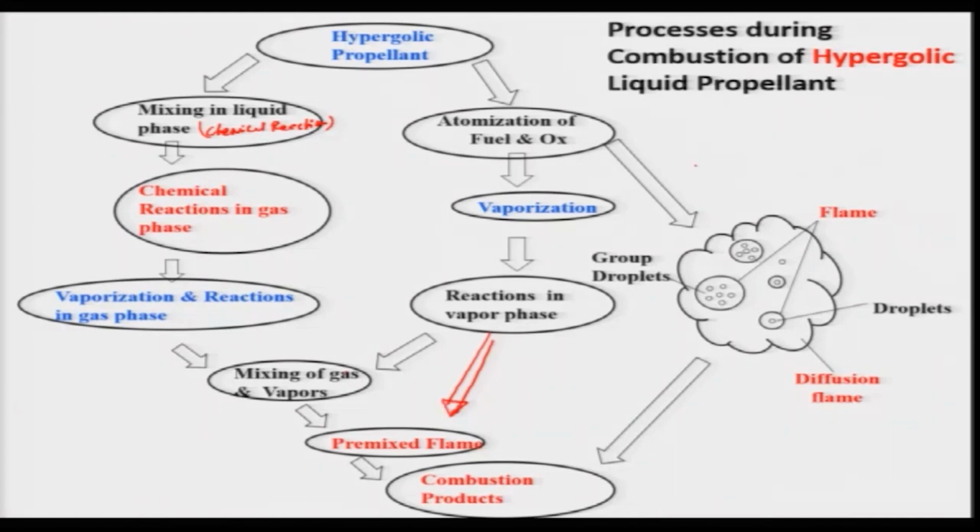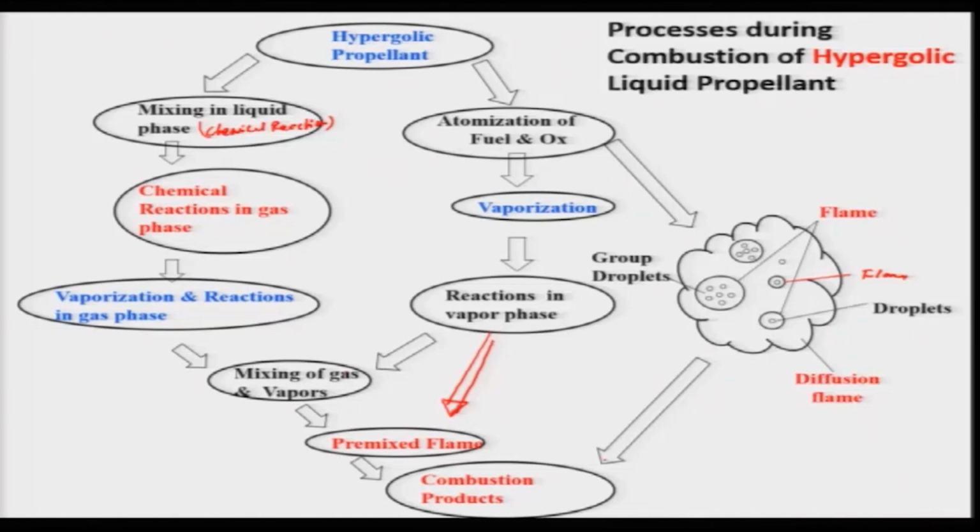And there might be other things occurring simultaneously. That means fuel and oxidizer will be there, as I told, this is your flame, and there might be a group of droplets having some flame. These are again surrounded by a diffusion flame, and this can become better, so that it will lead to the combustion product.